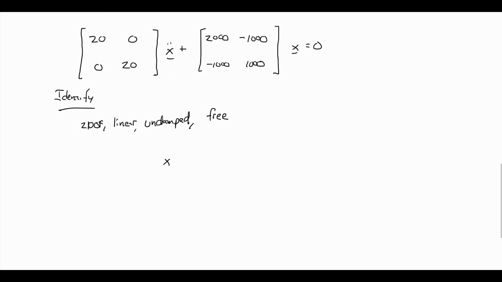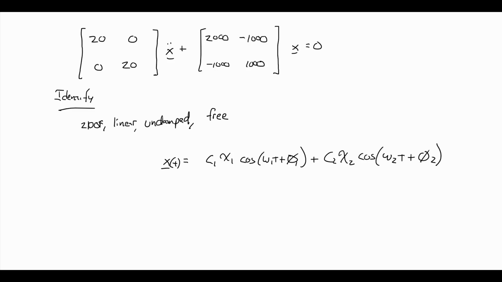So the general solution to this problem is going to have the form C1 chi1 cosine of omega 1 t plus phi 1, plus C2 chi2 cosine of the second natural frequency times t plus phi 2. So if we can identify C1, C2, phi 1, phi 2, omega 1, omega 2, and chi 1 and chi 2, then we can have our full solution for x of t. So that's what we can do next as we go into our parameter step.